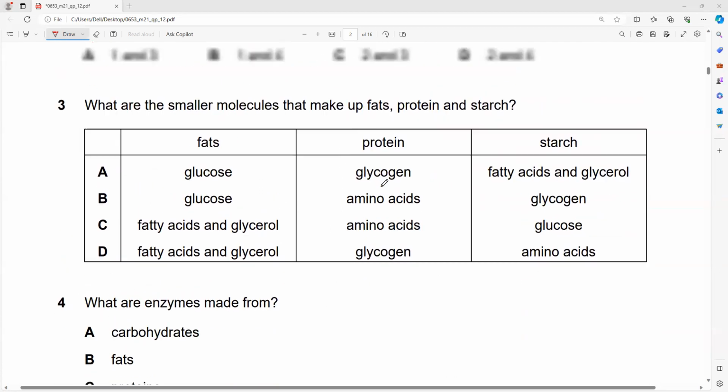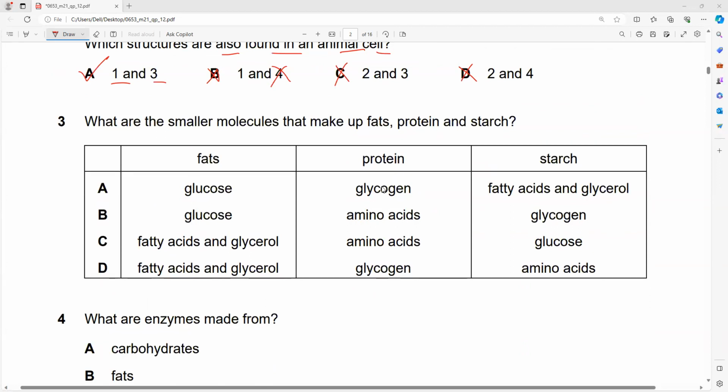Next. What are the smaller molecules that make up fats, proteins, and starch? Majorly you know about proteins. Proteins are made up of? This question is already repeating every day. Anyone? Proteins are made up of amino acids. So amino acids.